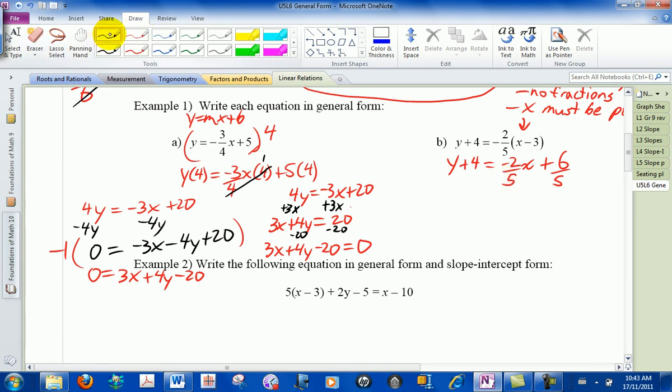Now how are we going to get rid of that? Multiply everything by what? 5. So we get rid of your fractions. Okay, let's hold on here. You guys are looking at me confused. Are we okay with this plus 6 part?